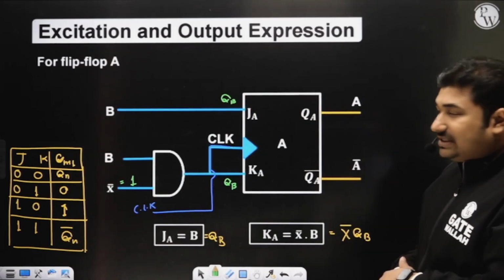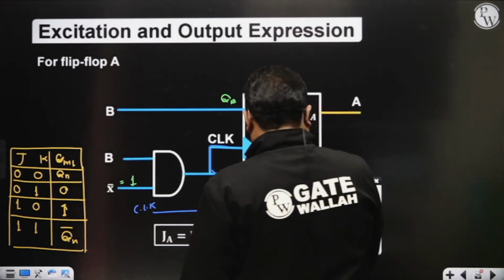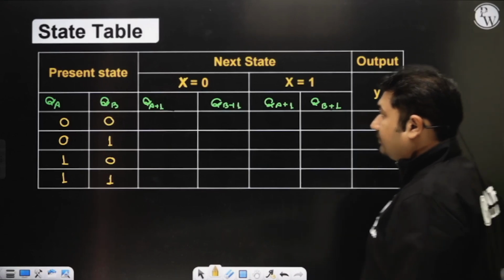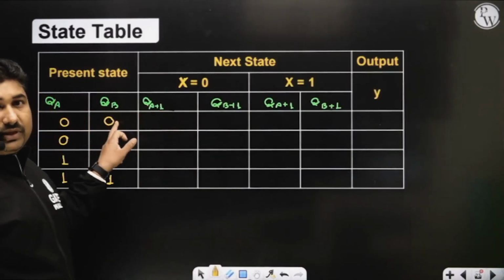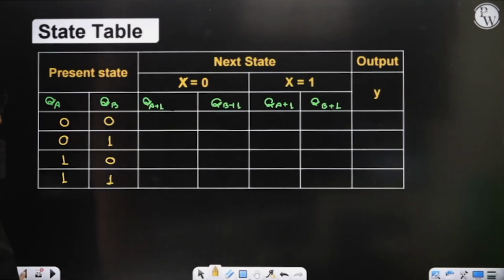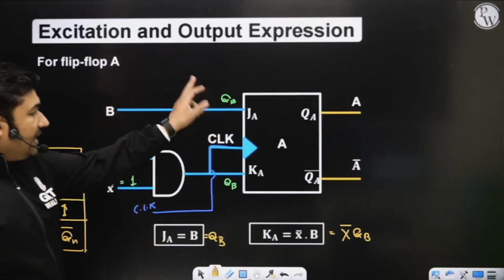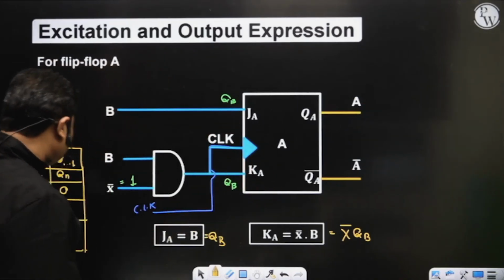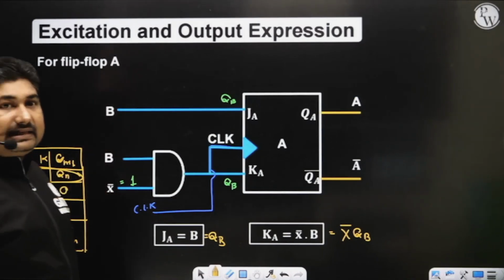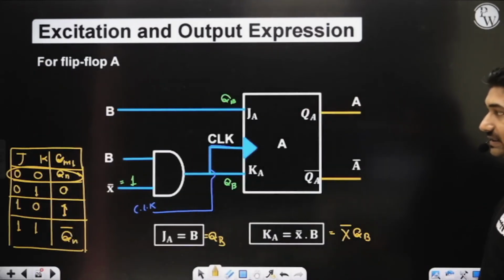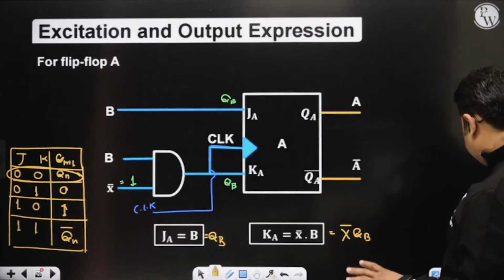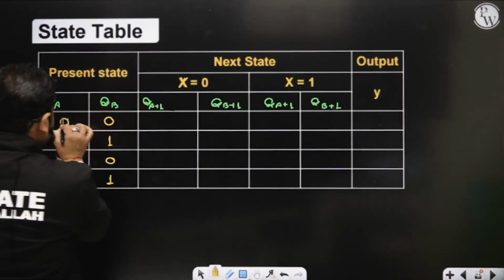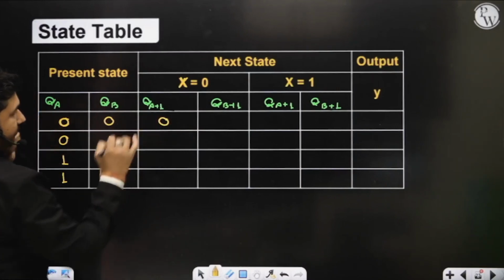In the first case, when QA, QB is 0, 0. So if QB is 0, the input applied to JA and KA is 0, 0. For a JK flip-flop with 0, 0, the next state remains the same state, which is called the hold state. So after applying the clock pulse, you will get the same state as the previous state of QA.